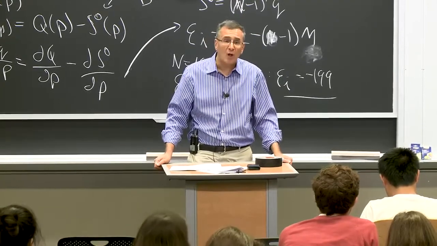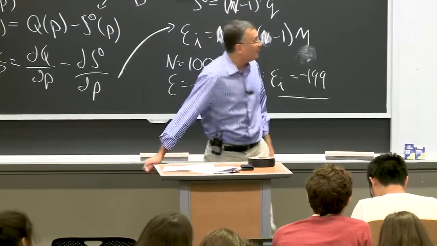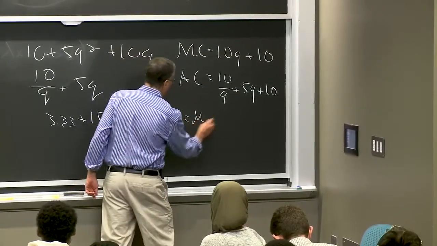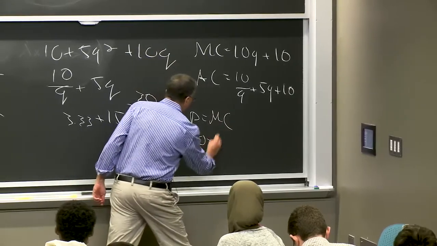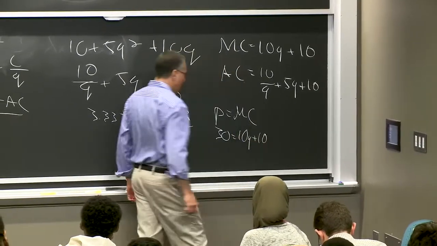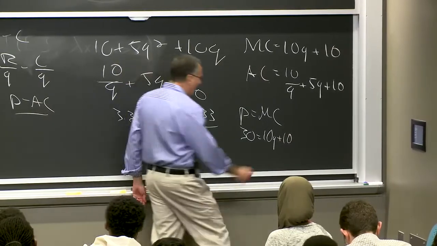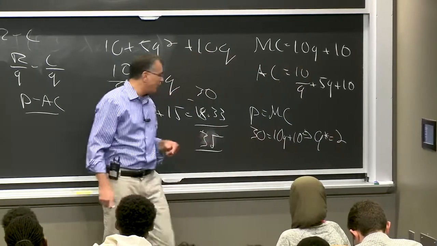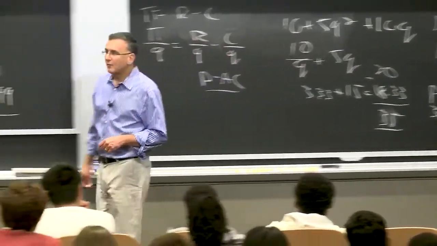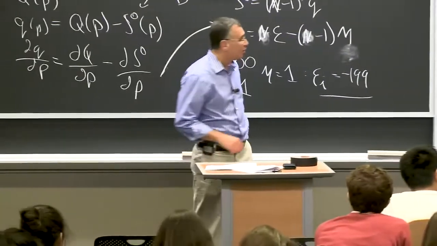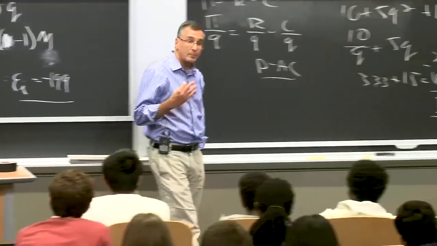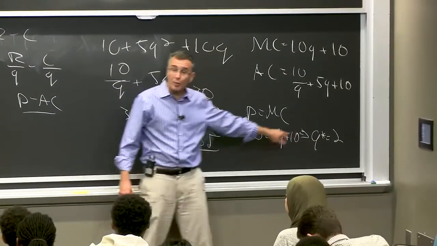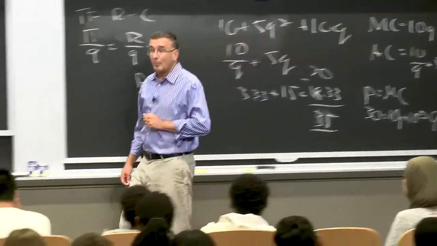So both marginal and average costs have shifted up by 10. What does that mean? First of all, it changes optimal production. If marginal cost is 10q plus 10, and our optimization is to set price equal to marginal cost, now we're setting 30 equals 10q plus 10, which says the optimal q drops to 2. Subtract 10 from 30, divide by 10, and the optimal q falls to 2. Because the marginal cost is higher but the price is the same, you're going to produce less. So now you're only going to produce 2 units.